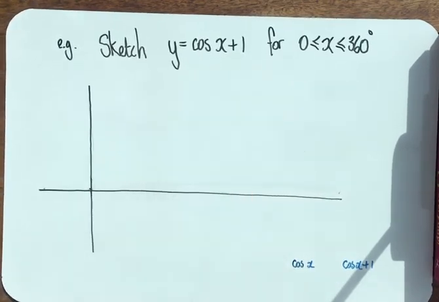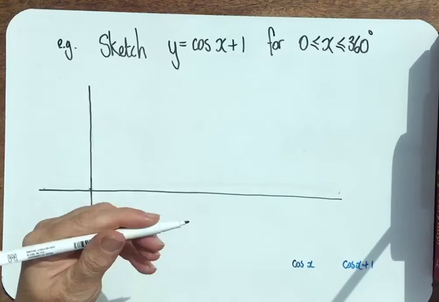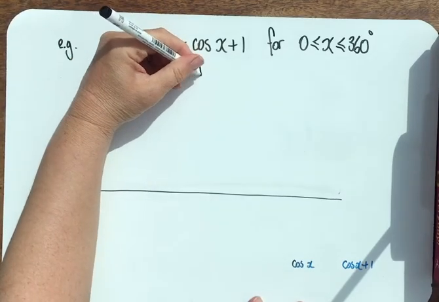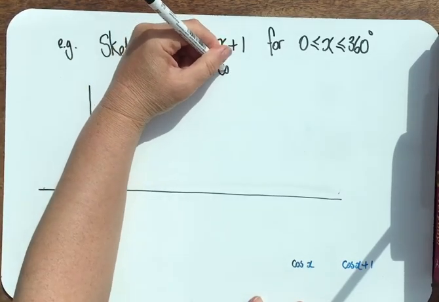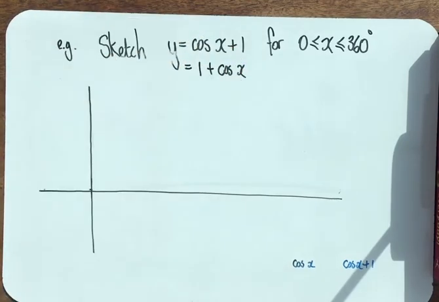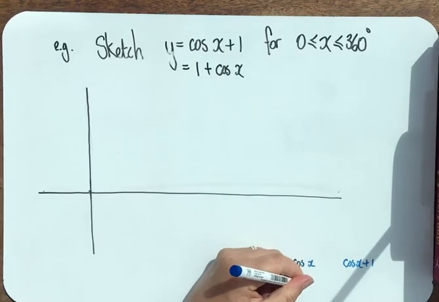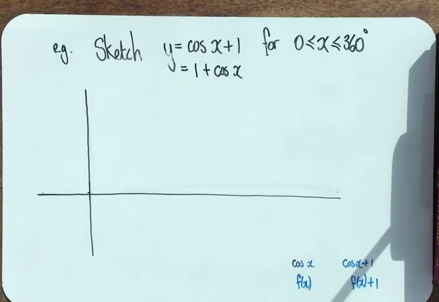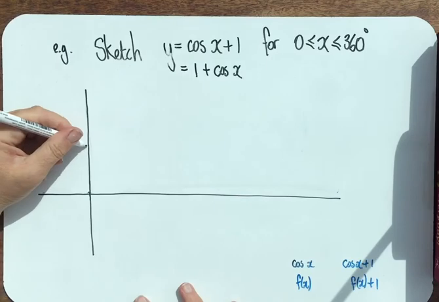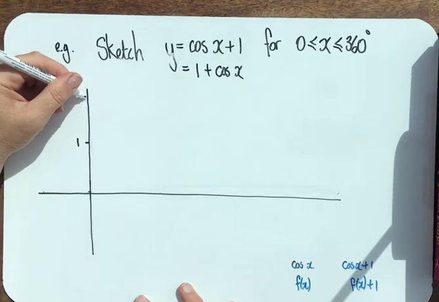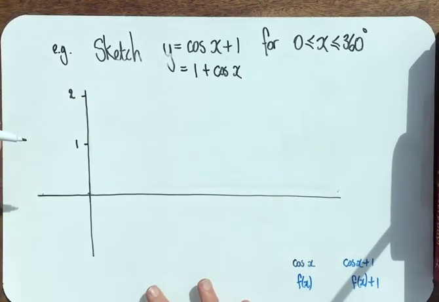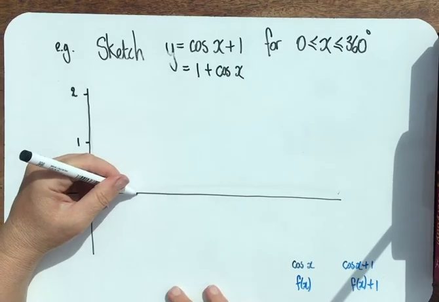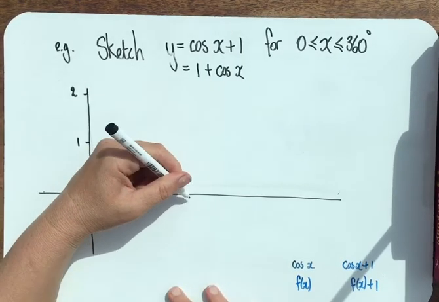Sometimes, to avoid any confusion, you'll see these written round the other way, so you might see that written as 1 plus cos x. And so f of x is changing to f of x plus 1. And so the cos curve is going to be moved up by 1. So I'm going to be going up to 2 here. And then just think about what happens to your normal cos curve. I'd mark off every 90.